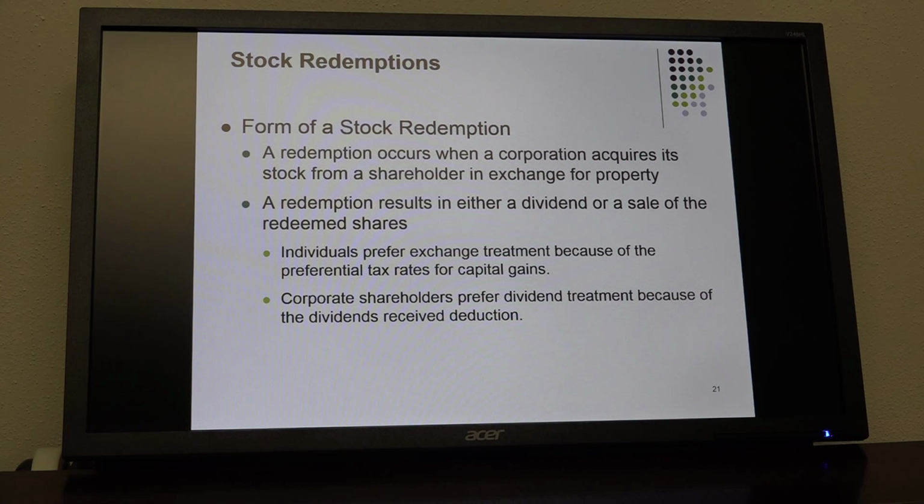And when we talk about property here, we're talking about the same idea as when we were talking about property in our dividend conversation yesterday. So it can be cash, it can be non-cash property. And so a redemption can result in either a dividend or a sale of the redeemed shares.